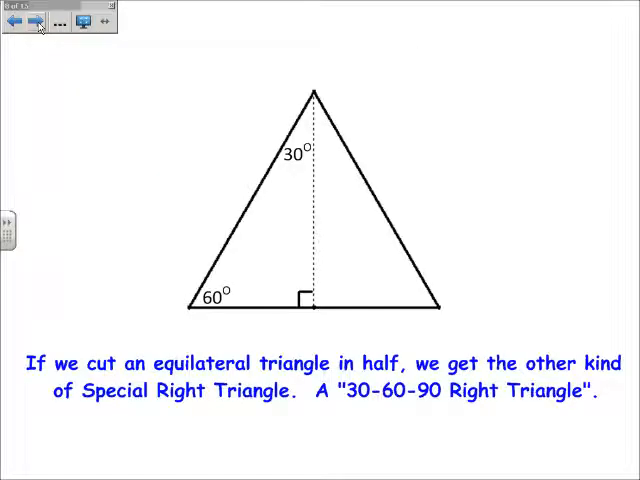Moving on. The other kind of special right triangle is half of an equilateral triangle, which if you cut it in half, you get a 30, 60, 90 right triangle. The important thing about the side lengths here is that since we've cut it in half, this leg is half of the hypotenuse.